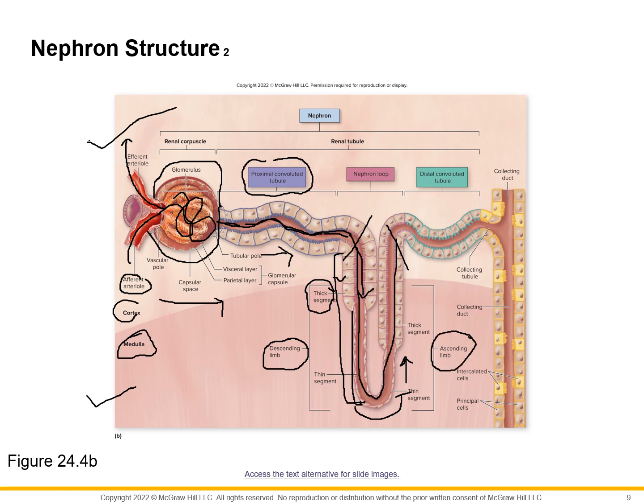Now in the ascending limb, the proximal segment is the thin segment, again made up of simple squamous epithelium, and the distal segment is your thick segment, which is made up of simple cuboidal epithelium. Now past that, this segment, we're back into the renal cortex. So the only part of the nephron that actually dives into the medulla is the nephron loop. Now this segment is called the distal convoluted tubule.